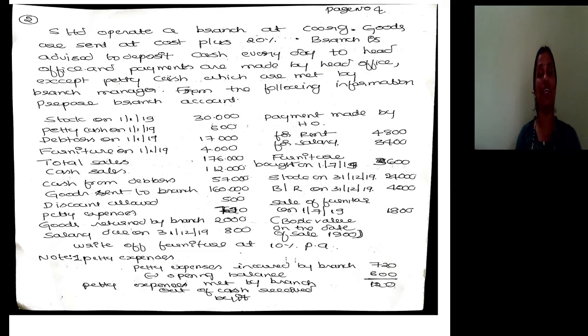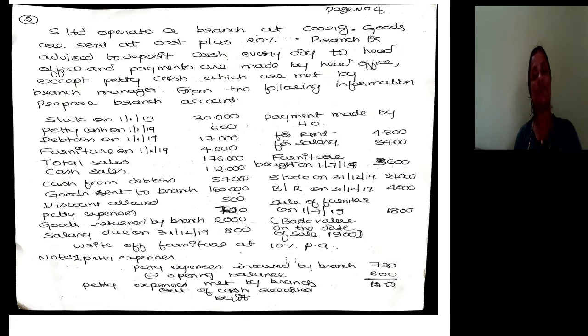There is one more thing. Here you just see, furniture bought on 1/7/2019, 3,600. How will furniture be bought? By making the payment, which means cash will be sent by head office for that also. So journal entry: branch account debtor to bank, under that rent, salary and even furniture 3,600.